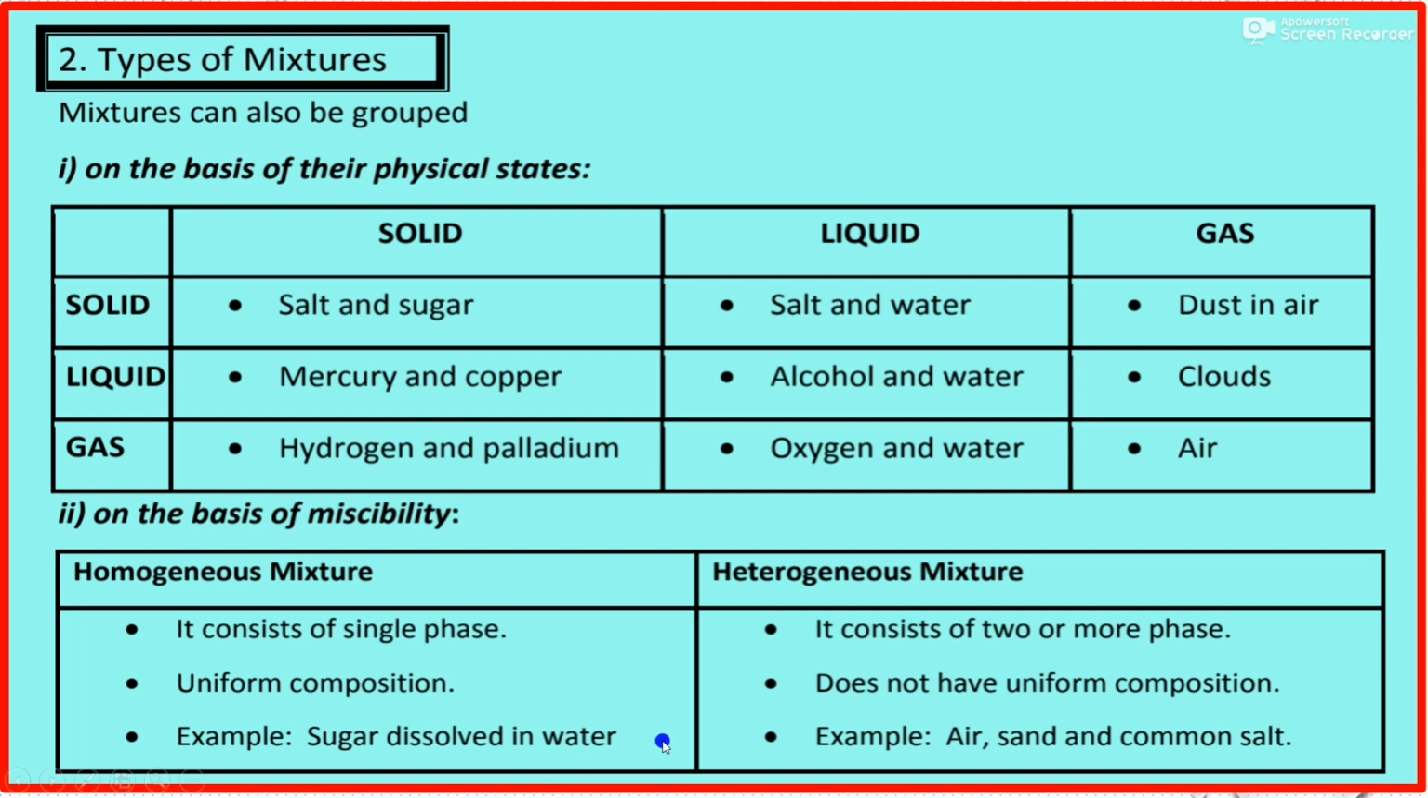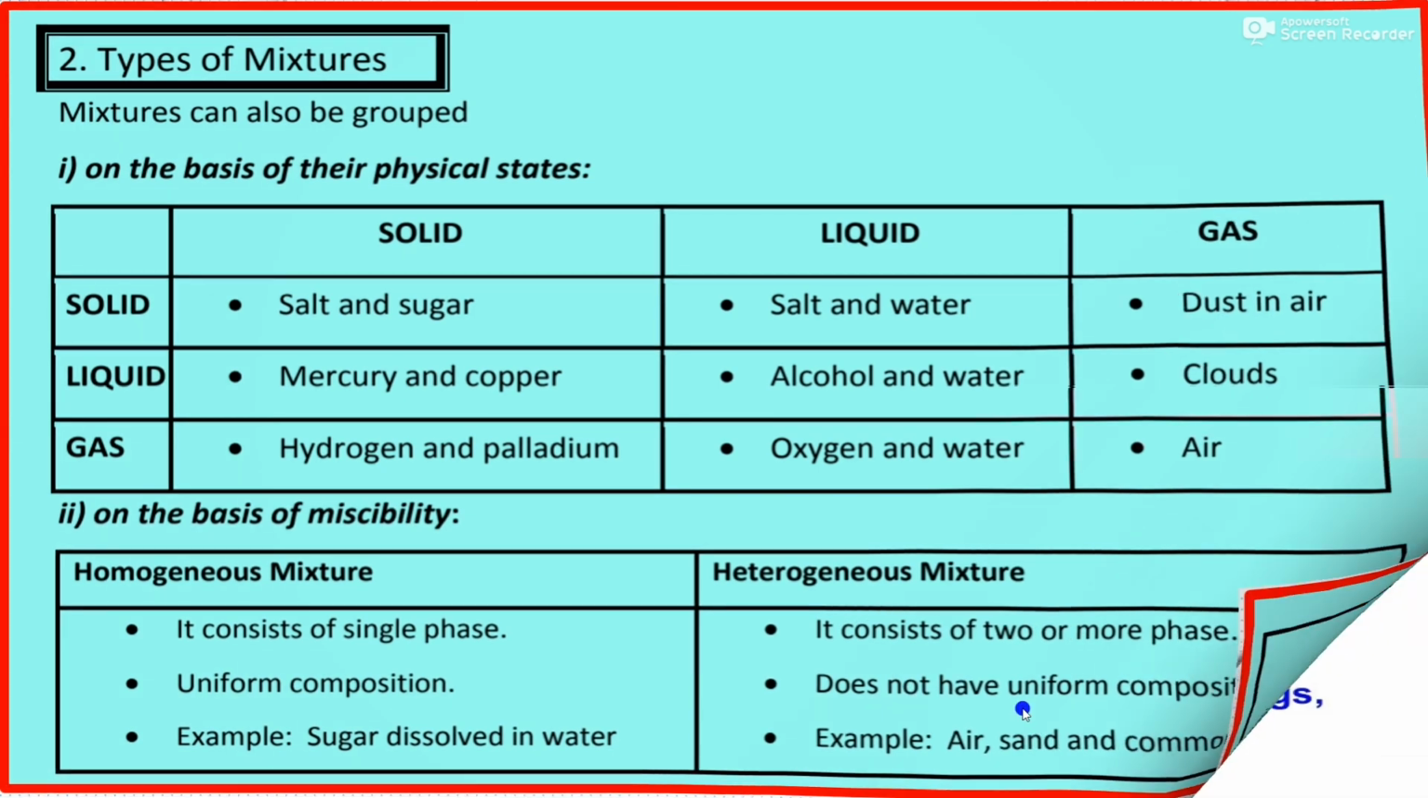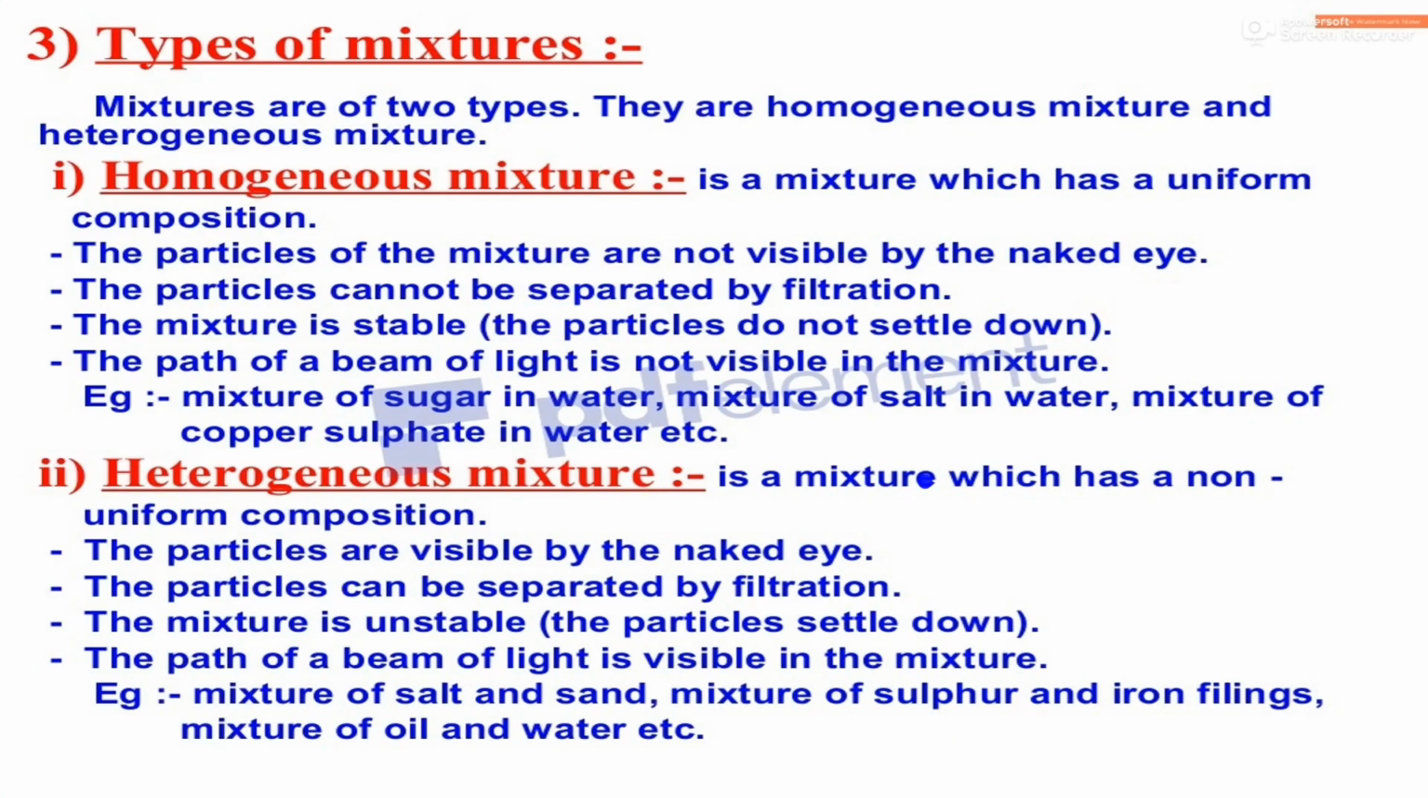Then an example is sugar dissolved in water, and a heterogeneous mixture example is air, sand and common salt. If you mix air, sand and common salt, then it will be a heterogeneous mixture. Now again we will discuss more about homogeneous and heterogeneous mixtures. So homogeneous is a mixture which has a uniform composition. The particles of the mixture are not visible by the naked eye.